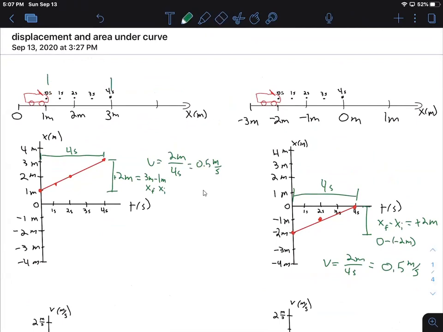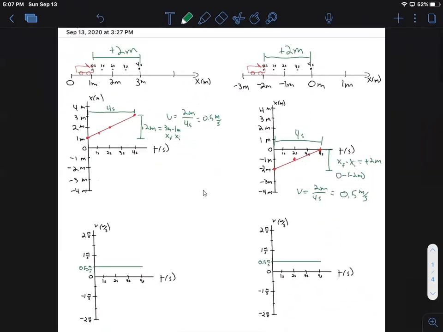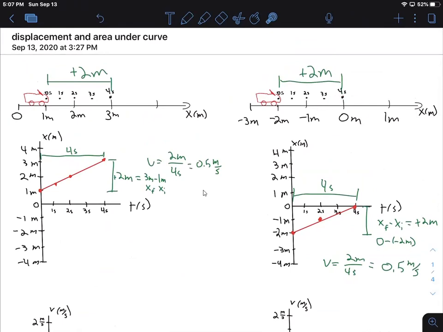It changed its position by positive 2 meters. So this is a more useful quantity because it didn't depend on where we said 0 is. So I could say the buggy's at a position of 1 meter, then the buggy's at a position of 3 meters. Well, this guy says the buggy's at a position of negative 2 meters, and then the buggy's at a position of 0 meters. And we'd both be correct. We just have chosen different spots. We would both agree, however, that this buggy has a displacement, a change in its position, of 2 meters.